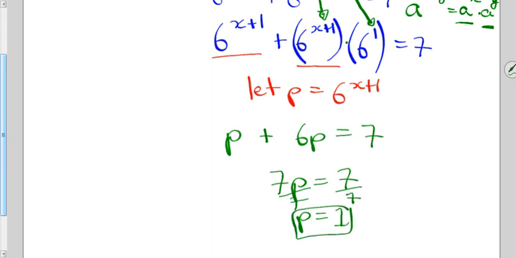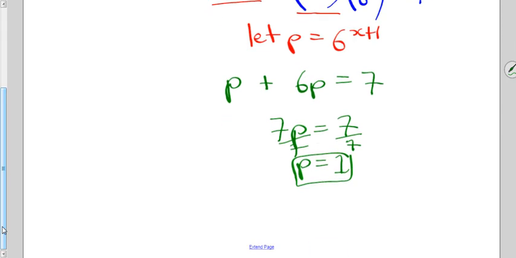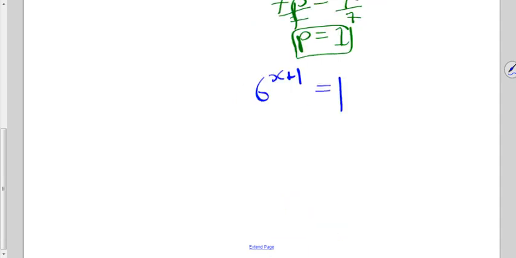Okay, great. So now let's solve for x. p was originally 6 to the x plus 1. So that means 6 to the x plus 1 equals 1. Let's solve for this. Well, this is where we use our log rules. We can take the logs of both sides. So I'm going to take the log of 6 to the x plus 1 equals log of 1.